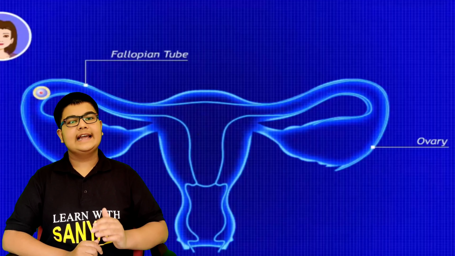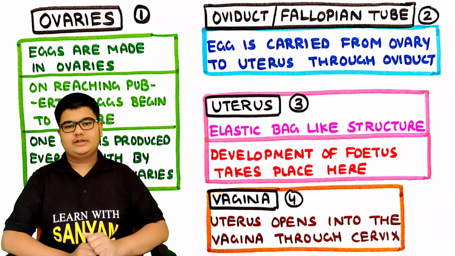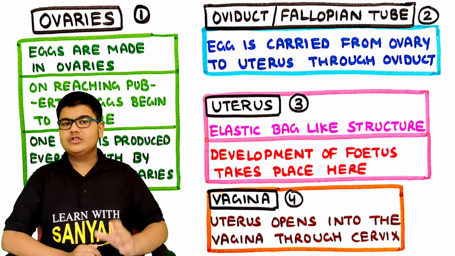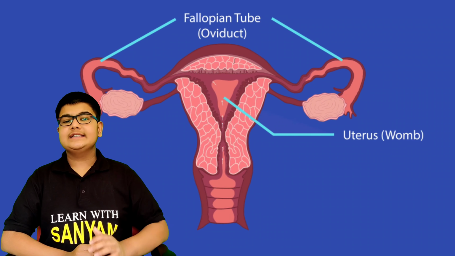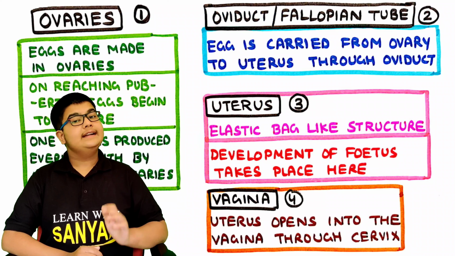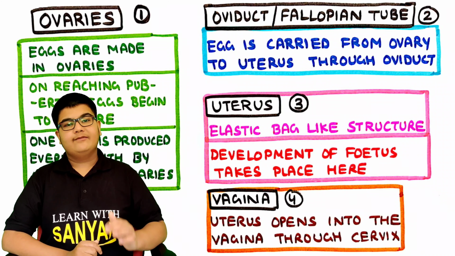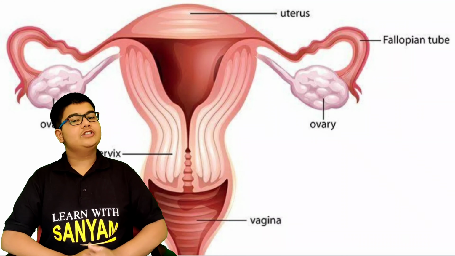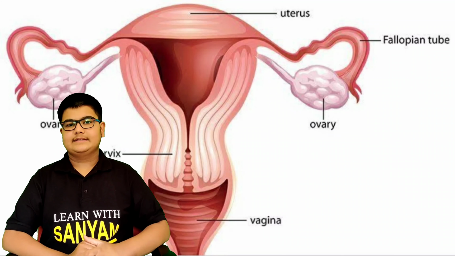And the oviduct is the site for zygote formation. Now, the uterus is an elastic bag-like structure, and the development of the fetus takes place here. Then finally, the uterus opens into the vagina through the cervix.